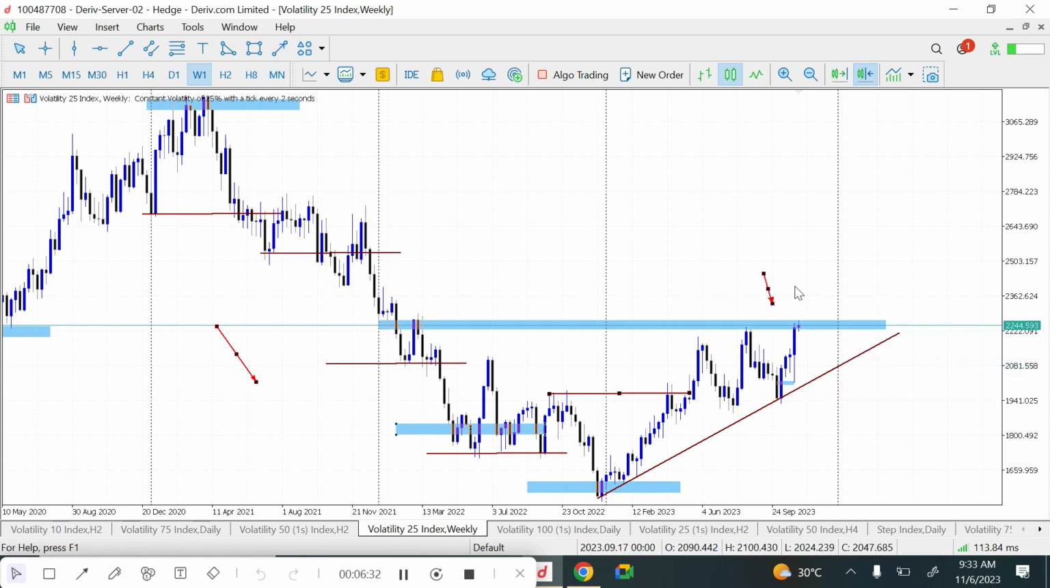I foresee that any sell we get may not be long. It will be a short sell. It will be a short sell down here before we get another push to the upside. So I'll be more bullish on volatility 25 in the upcoming weeks and days.